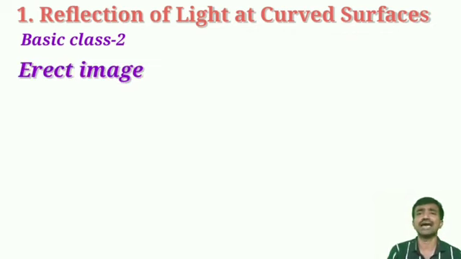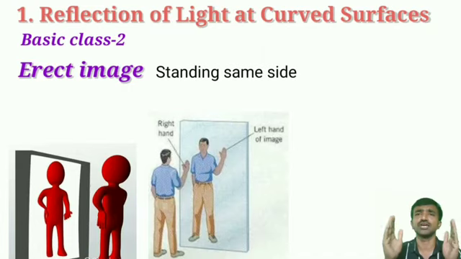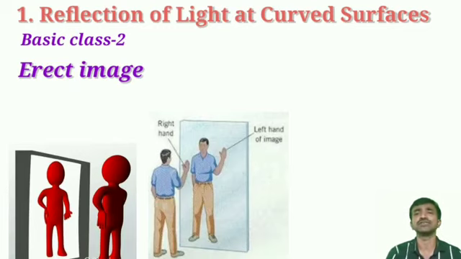Then one more is there, the erect image. Suppose you see yourself in the mirror, you can see that the object as well as the image stand the same way. That means top is top, bottom is bottom only. If you observe this type of image on any surface, it is called an erect image.